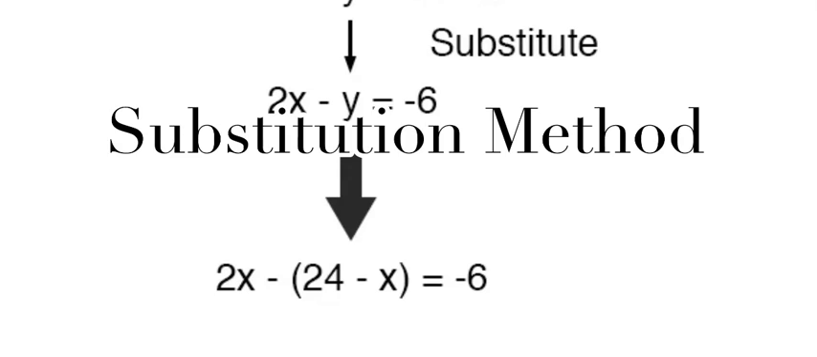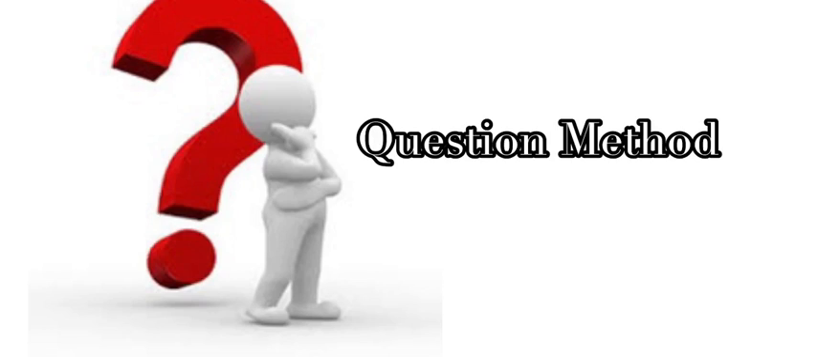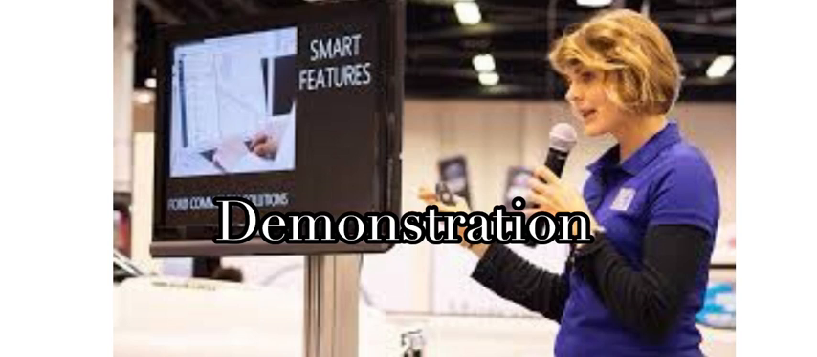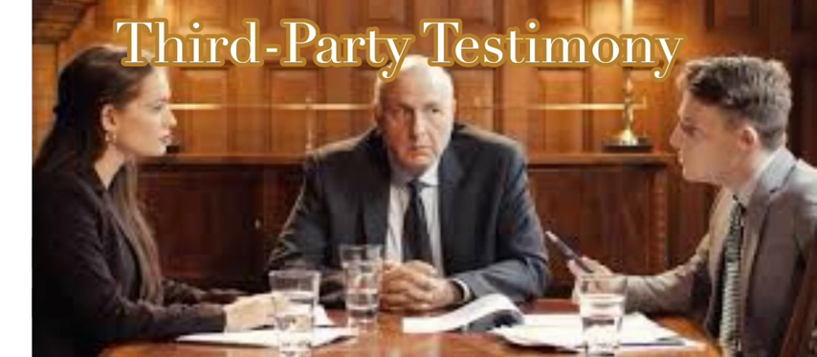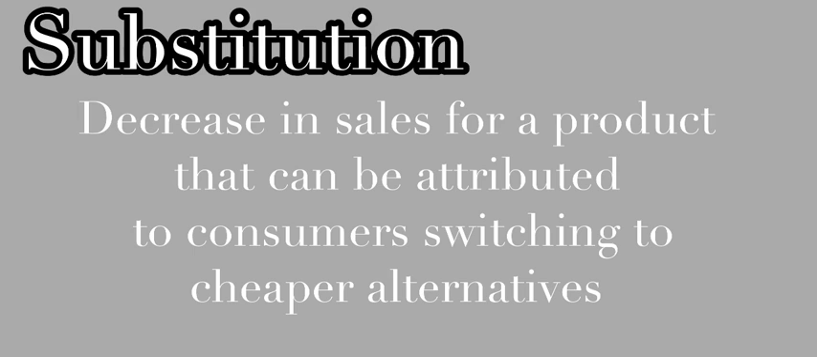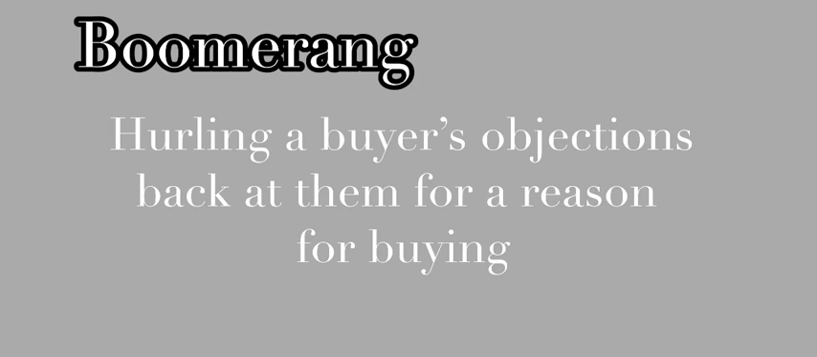Once you've put out your common objectives, your prospect may have questions. Now this is where you deliver your responses. Such responses are the substitution method, the boomerang method, the question, the denial, the demonstration, or a third-party testimony. The substitution is a decrease in sales for an input that can be attributed to consumers switching to cheaper alternatives when the price raises. The boomerang method is hurling a buyer's objection back at them as a reason for buying.